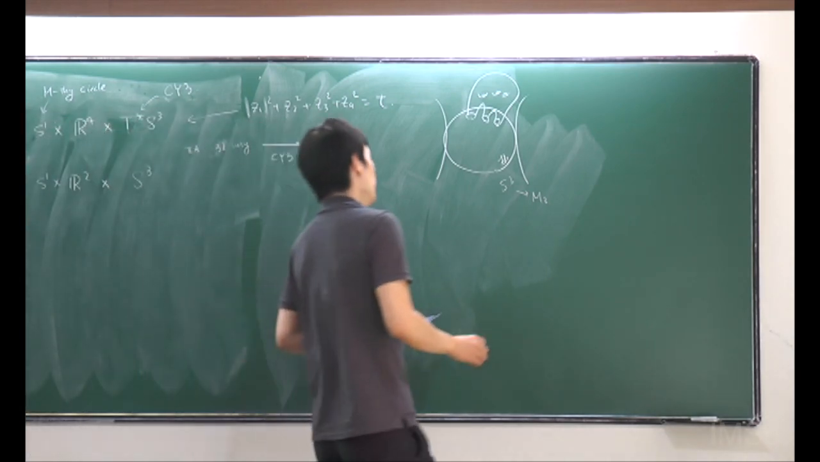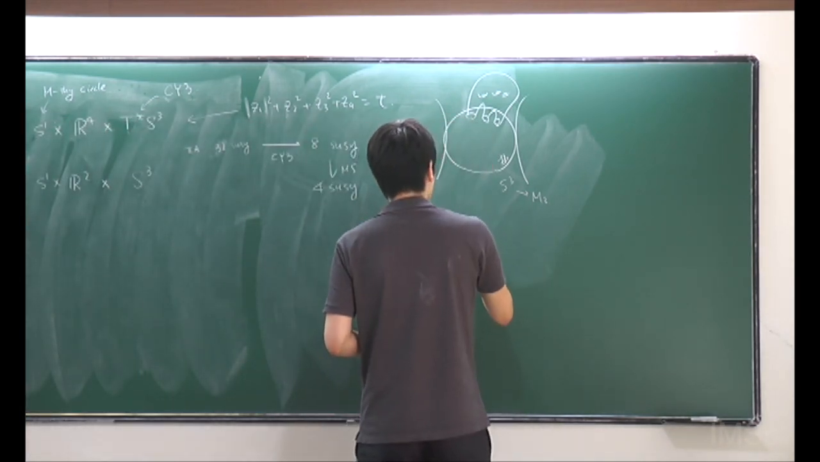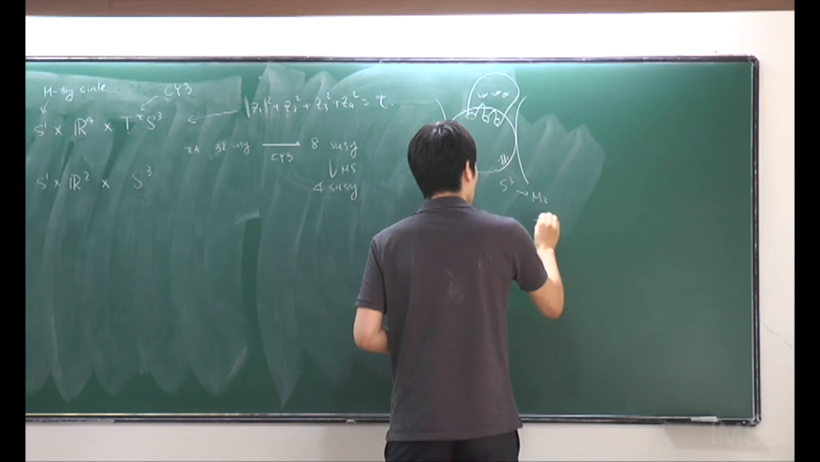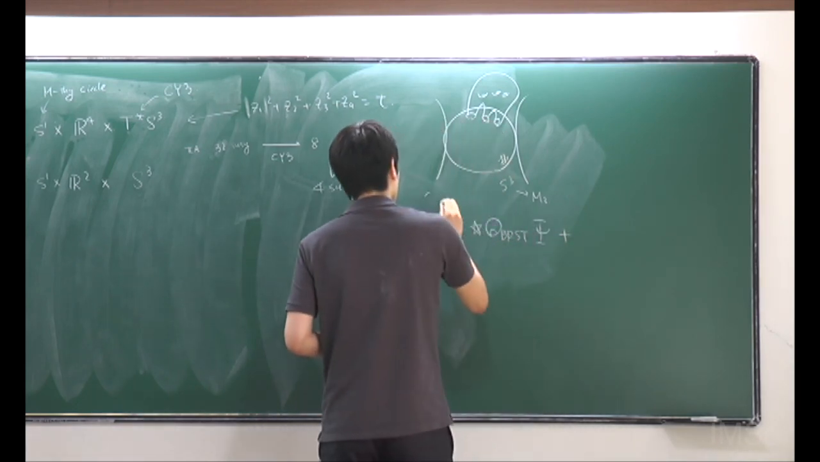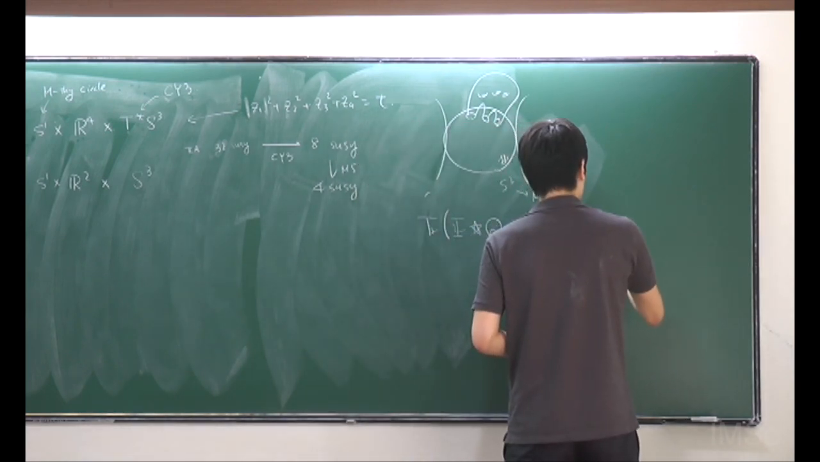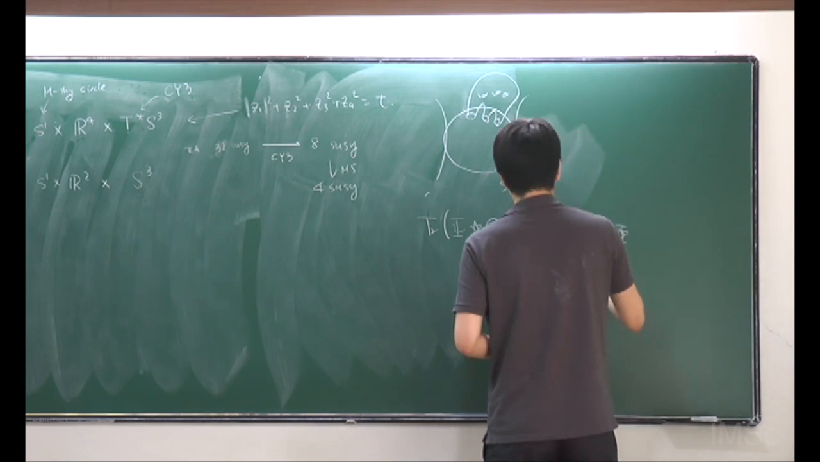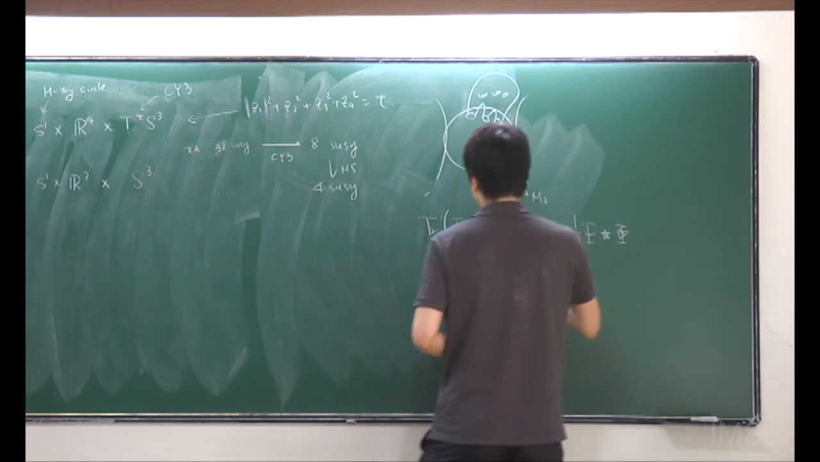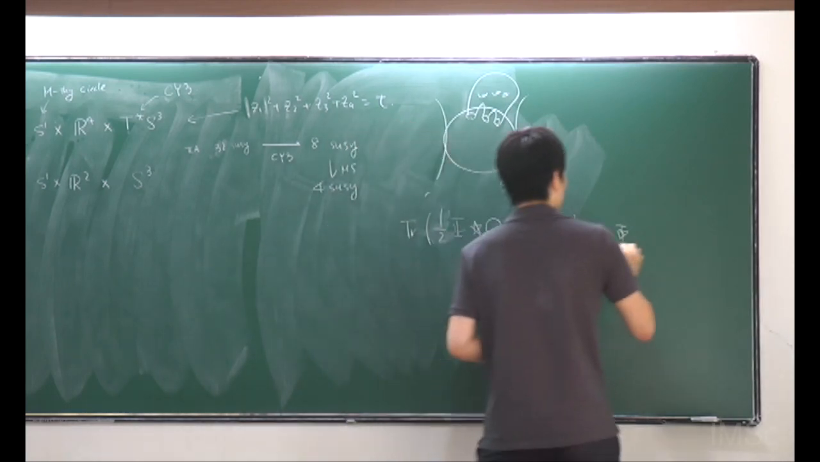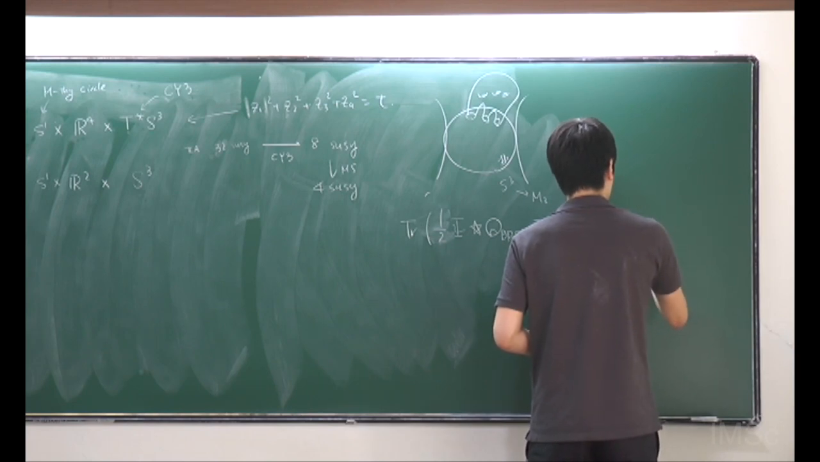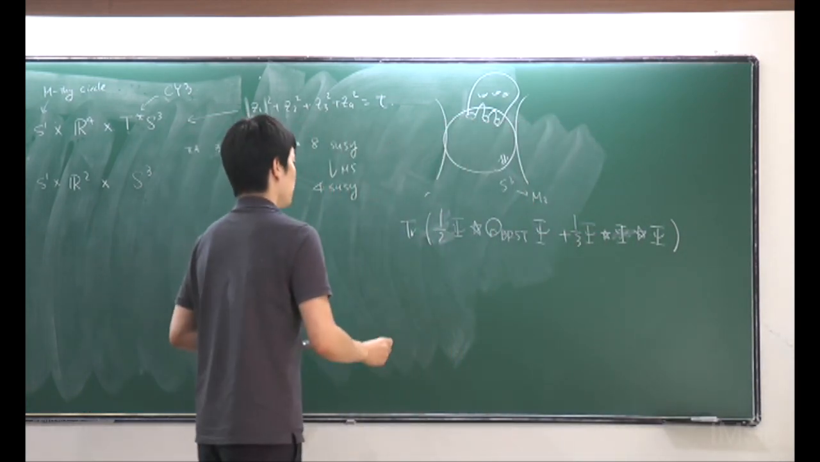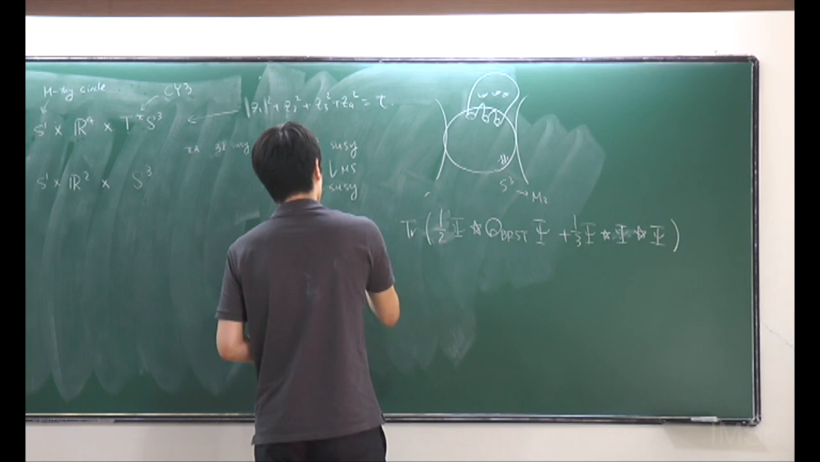In particular, Witten showed, and I'm not going to explain that, that there is the open string field theory with Q BRST and psi. The action of the open string is given as follows: one half psi star Q psi, plus one third psi star psi star psi, or one half trace of psi.